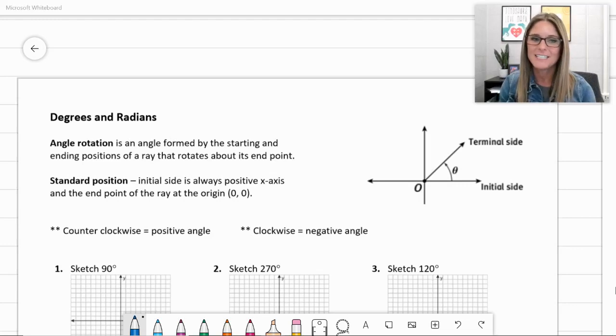Let's talk about degrees and radians. So some definitions here. Angle rotation is an angle formed by the starting and ending positions of a ray that rotates about its endpoint. I've got an image over here of that.